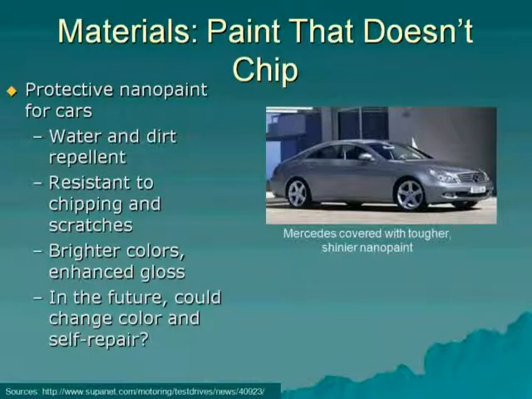As you can see, by using nanotechnology we can prepare a protective paint, very good for cars due to the following properties: water and dirt repellent, resistant to chipping and scratches, brighter colors, enhanced gloss. In the future it could change color and self-repair. Let us find out this answer.